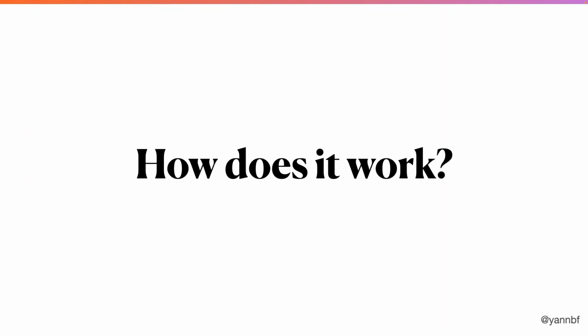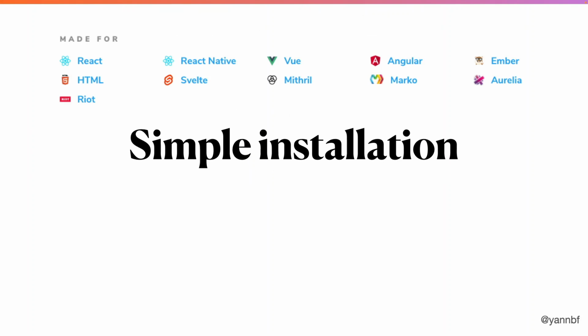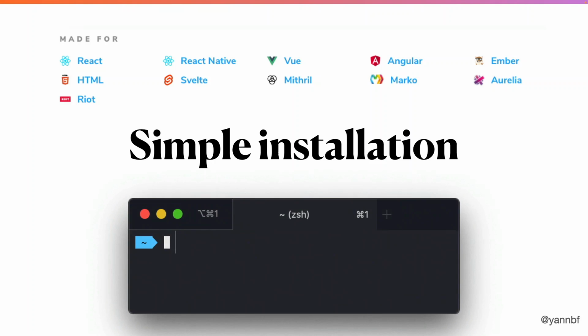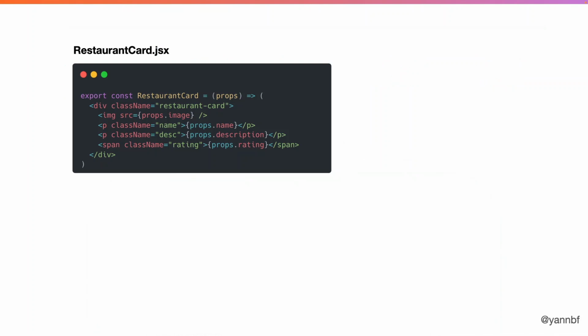So how does it actually work? It starts with a simple installation process, which is supporting a lot of different frameworks. You run npx sb init in your root folder and it will install everything necessary for Storybook. And then once that is done, you can run yarn storybook and that will open Storybook. But Storybook doesn't automatically get everything from your project. So given a situation where you have a restaurant card component, just as simple as that, it receives props and it renders differently based on that.